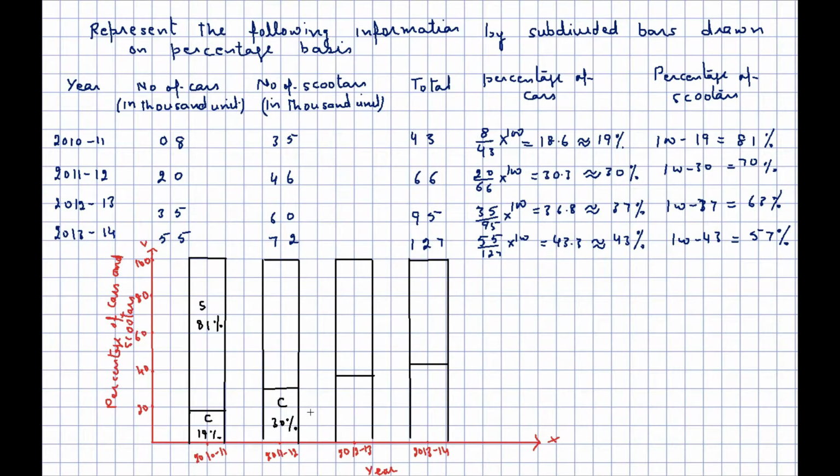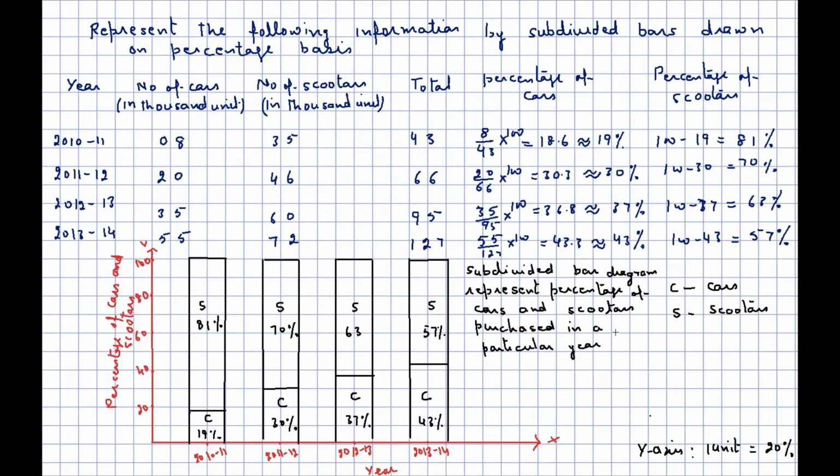In the second bar, write C 30%, S 70%. In third bar, write C 37%, S 63%. In fourth bar, write C 43%, S 57%. The diagram so obtained is called percentage component bar diagram or percentage subdivided bar diagram. Now write the scale and the title.